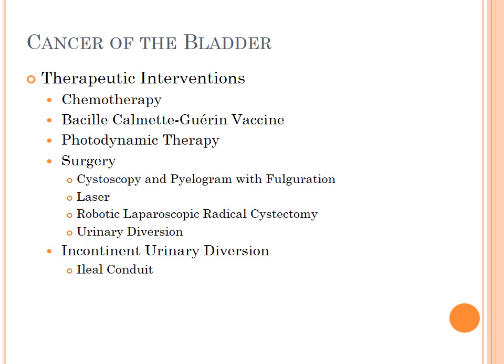Interventions for cancer include chemotherapy. When it's superficial, just on the inner lining of the bladder, BCG may be used, where it's instilled into the bladder to prevent recurrent cells. Laser, it may require removal of the bladder and urinary diversions. So we'll talk about the urinary diversions.